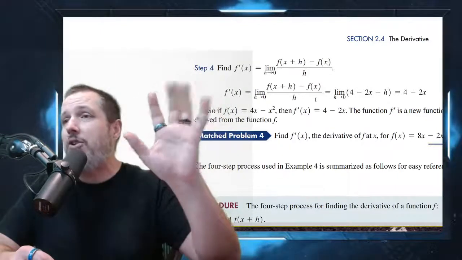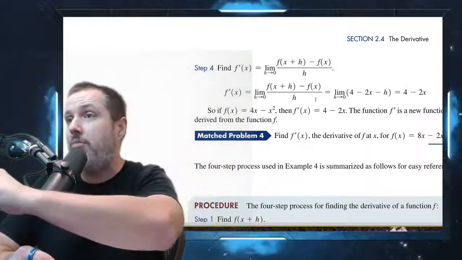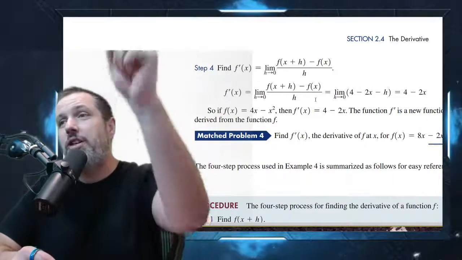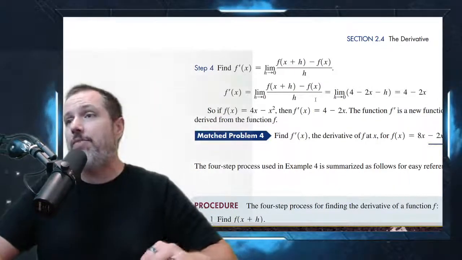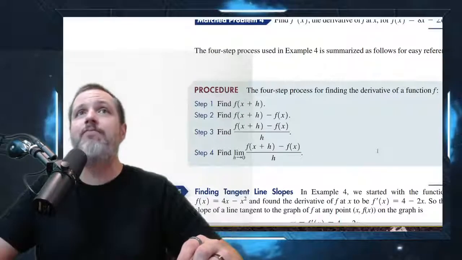Sometimes students use it for every derivative on the test. You don't have to do that. You can use the shortcut for the other problems on the test. But for this problem, you have to do it the long way, and it's one problem on the final.